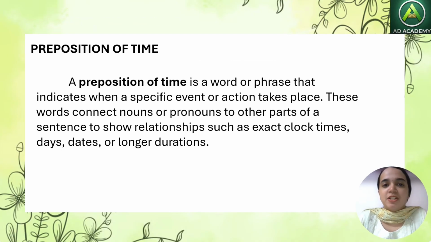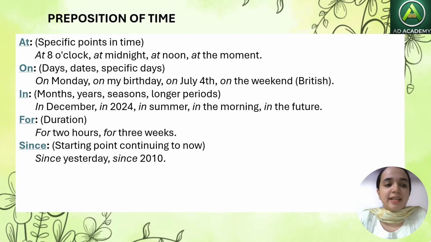Next classification is preposition of time. A preposition of time is a word or phrase that indicates when a specific event or action takes place. Okay, it indicates the time. These words connect nouns or pronouns to other parts of the sentence to show relationships such as exact clock times, like at 9 p.m., at a particular time, days like on Monday, dates like on 2nd January, longer durations, and when somebody is born. These are the examples.